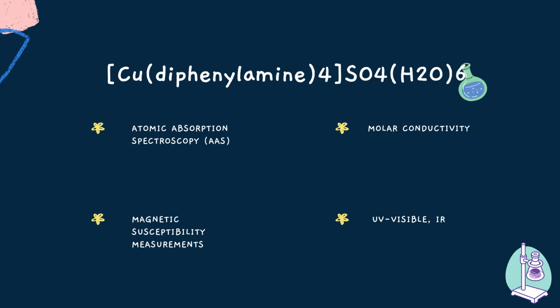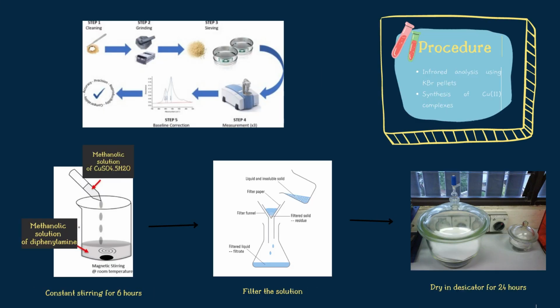The complex was characterized through atomic absorption spectroscopy, molar conductivity, UV-visible, IR, and magnetic susceptibility measurements. The first diagram shows the infrared spectra were recorded on a spectrophotometer as KBr pellets in the frequency range of 4000 to 450 cm-1. The second diagram shows the synthesis of the copper(II) complex.